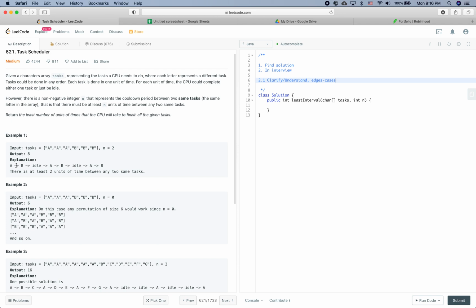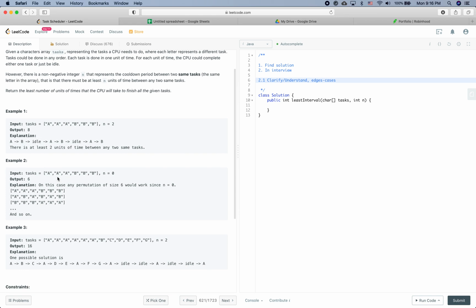So the explanation is that the schedule of the tasks is like A, B, then idle, A, B, then idle, then A, B. The reason is that we need to have at least two units of time between the same tasks. So between the same tasks A, there are two units of time. All right, so let's take a look at another one.